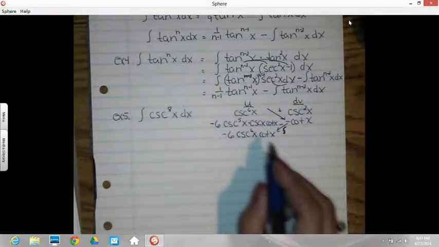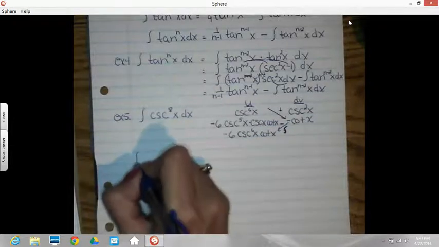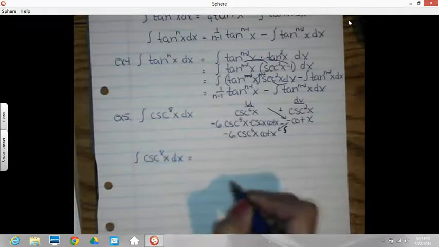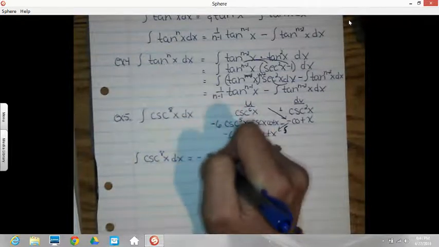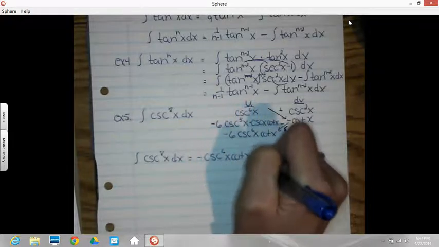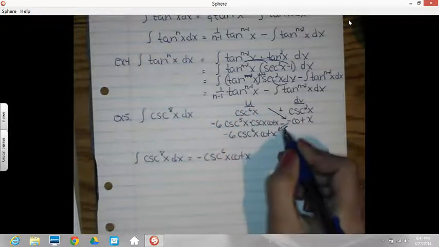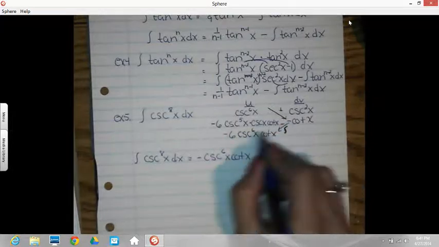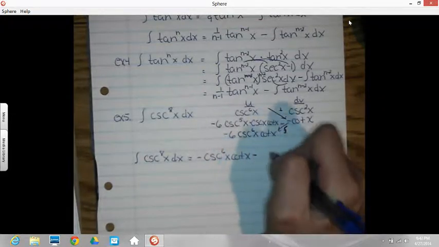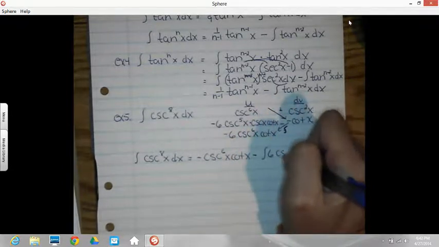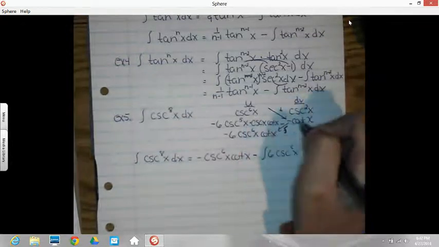So the integral of cosecant to the 8th x dx equals negative cosecant to the 6th x cotangent x. And then here I'm going to have a negative, and a negative, 3 negatives there, so that's going to make a minus, the integral of 6 cosecant to the 6th and cotangent squared.